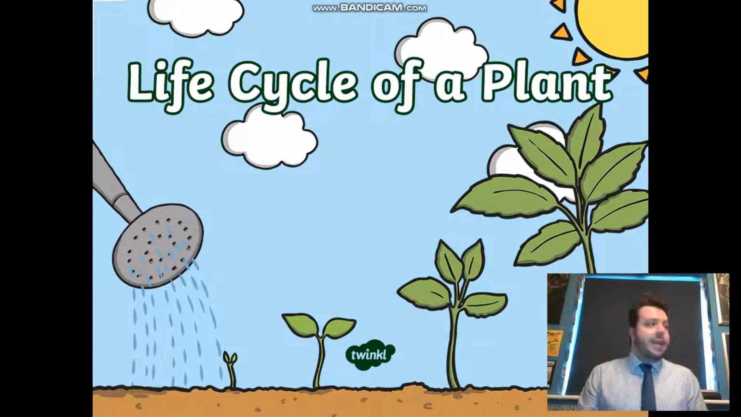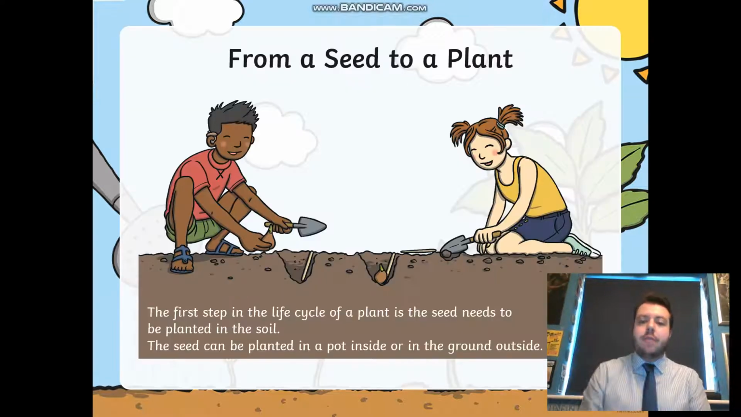Okay, now again, as I said, this might be familiar stuff for you, but I feel it's brilliant to recap as much information as we can so it's really fresh in our minds. Okay, so let's have a look at the life cycle of a plant. The first step in the life cycle of a plant is the seed itself. It must be planted within soil. Now, you can either put this plant within a pot or within the ground itself.